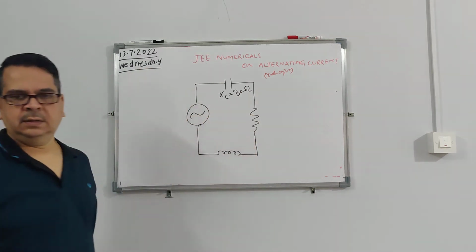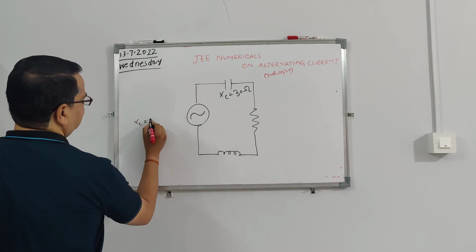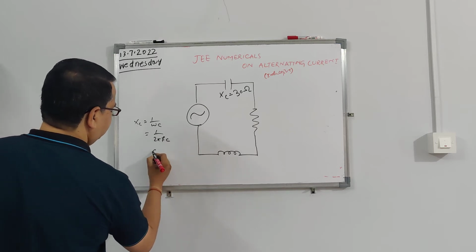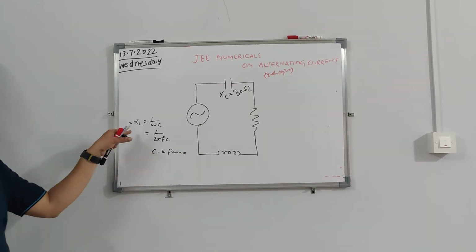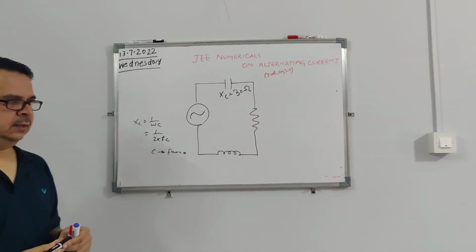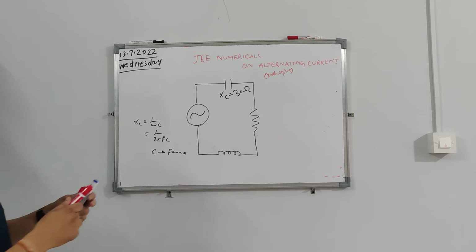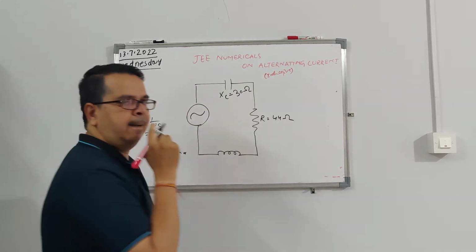You just remember that capacitive reactance and inductive reactance, their unit is ohm only. You know XC is equal to 1 by omega C, which is equal to 1 by 2 pi fC. This C will be given in farad or microfarad or whatever. After replacing that C value, whatever you get, XC is in ohm. So your XC is equal to 30 ohm. Your resistance R is equal to 44 ohm.